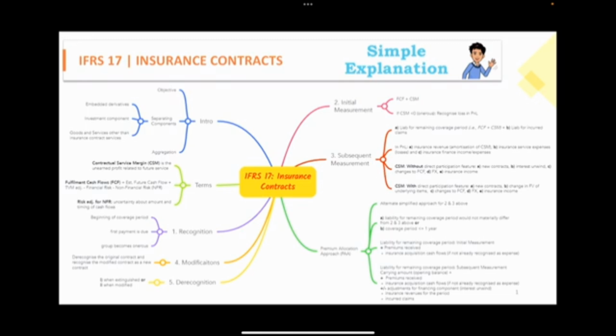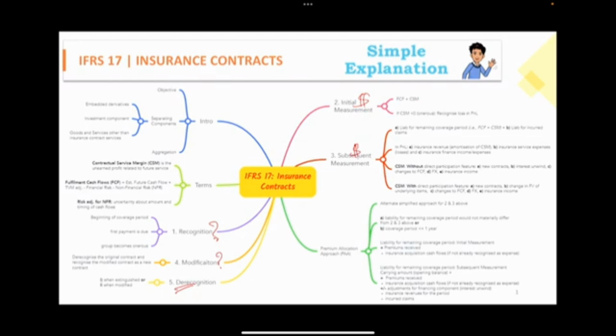IFRS 17, similar to other standards that speak about assets or liabilities, follows a very similar framework. It starts with when to recognize a particular asset or liability, what should be the initial measurement value for the asset or liability, and how the changes to this initial measurement will be treated in each subsequent reporting period. Eventually, if there are any modifications, what will happen to the contract, and when to de-recognize a particular asset or liability, in this case, an insurance contract.